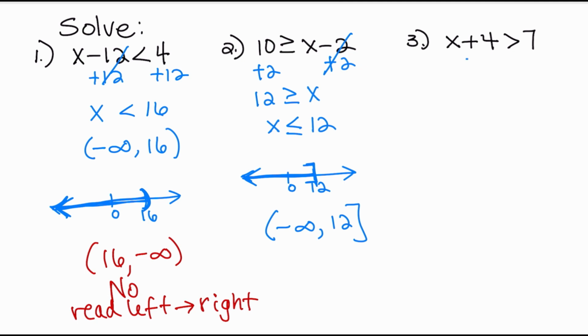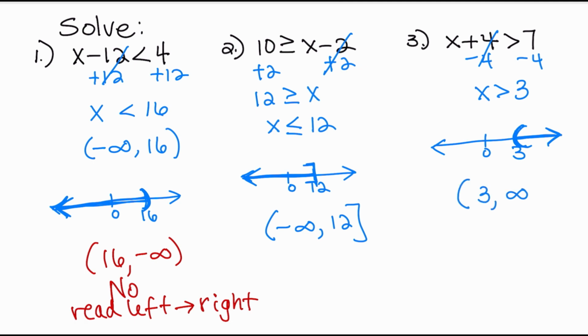In number 3, I'm going to subtract 4 from both sides. I'm going to get x is greater than 3. On a number line, that means that I'm starting at 0. Here is 3. I want everything that is greater than 3, so I'm going to shade from 3 to the right. Because it is not or equal to, it's not a bracket, just parentheses. In terms of writing this in interval notation, I start at positive 3 and I'm headed towards positive infinity. Remember, infinity never takes on a bracket, only a parentheses, because it is not a real number.